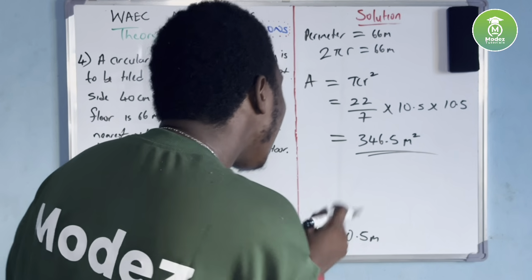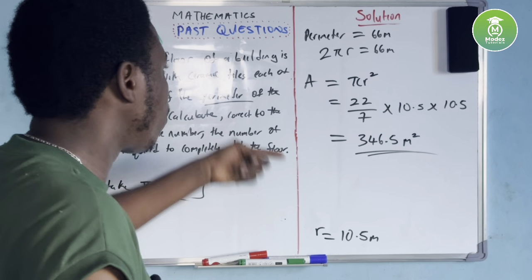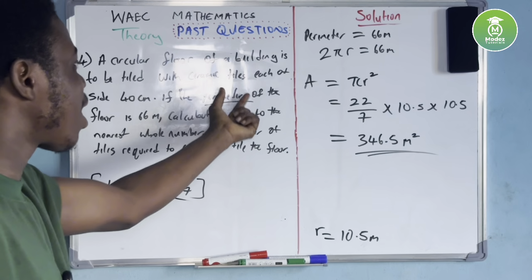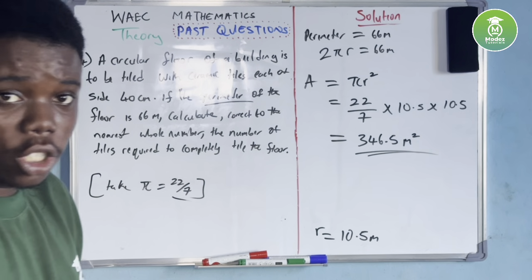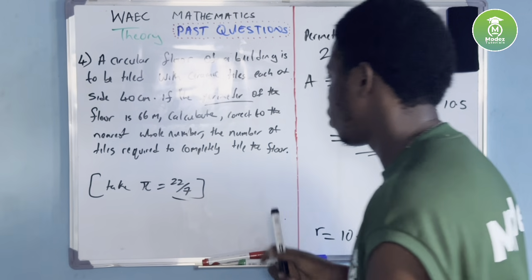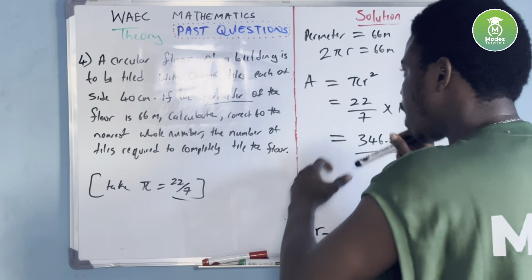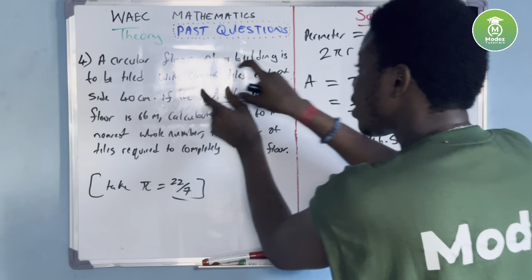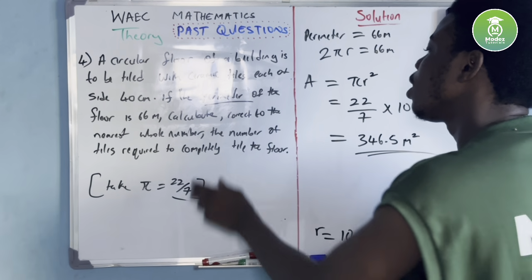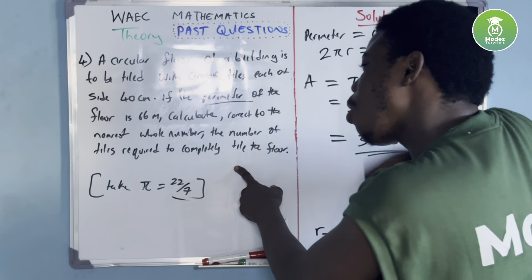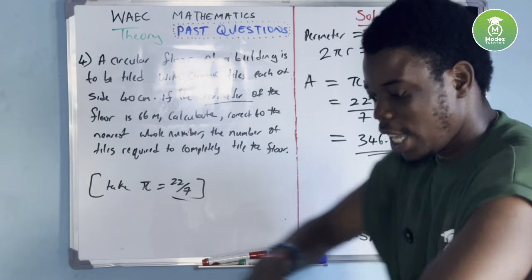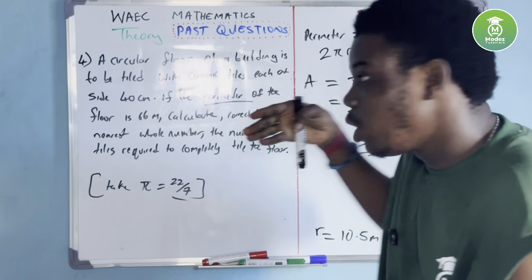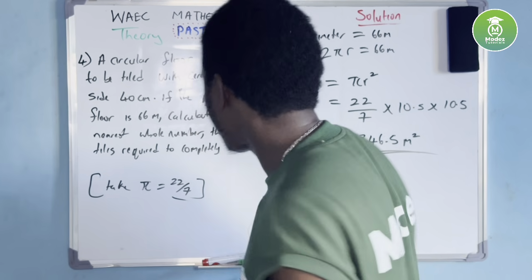We have gotten the area of the circular floor. Now, we need to get the area of what? Of the ceramic tile. Don't forget, when we started this question, I told you that you have to get the area of the circular floor first, then get the area of the ceramic tile. Why? Because what you are looking for is what? The number of tiles that is required. So the area of the circular floor and the area of the tiles is what will determine the number of tiles that you will need to tile that circular floor.